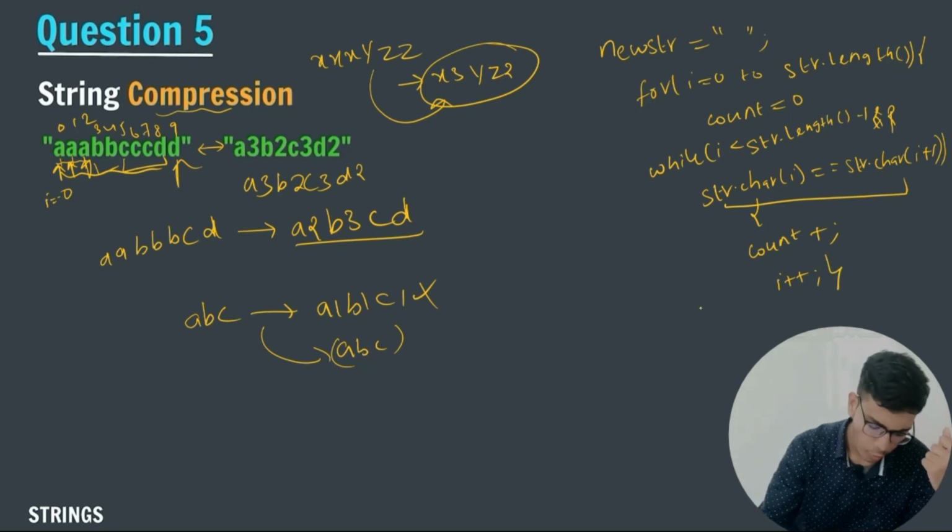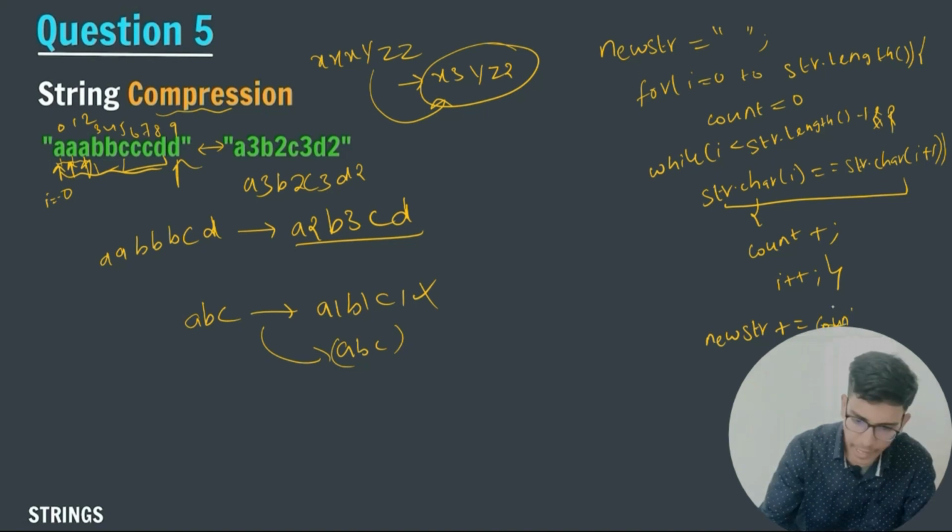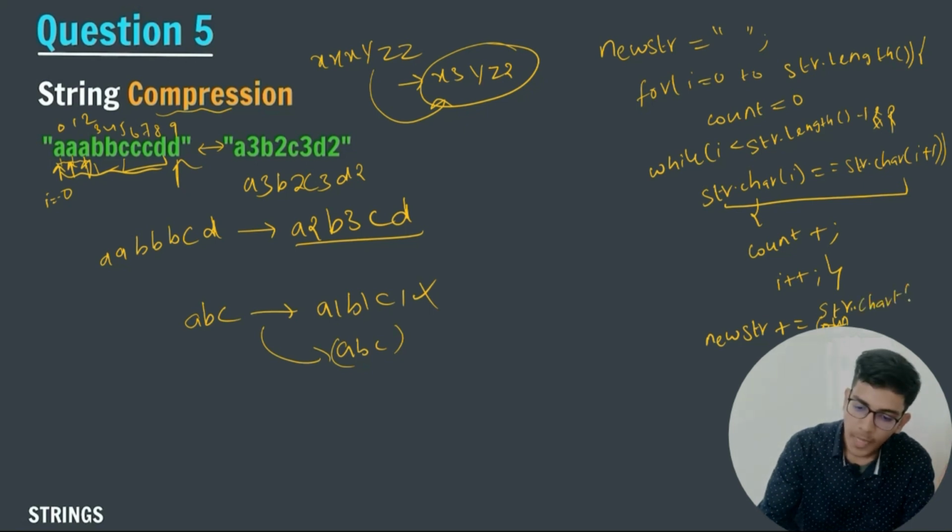After coming out of the loop, I will add to my new string, that is newStr plus equals. Before adding count, I will first of all add the character itself which is at that particular index, so str.charAt(i), right? I will add that character.